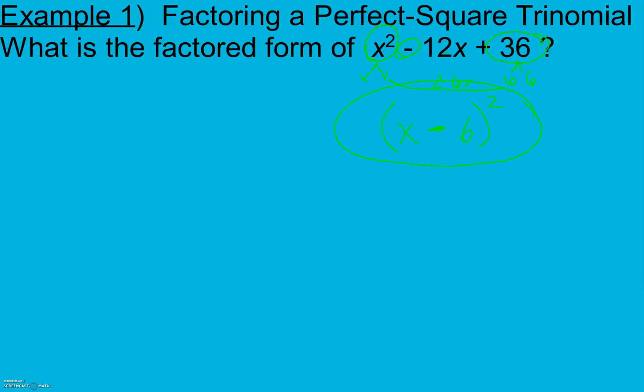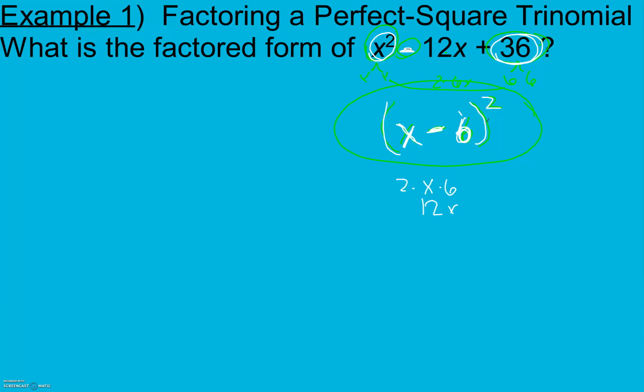Because we have a perfect square trinomial, x times x is how I get to x squared. 6 times 6 is how I get to 36. If I multiply them together and double it, I get 12x, and it's negative because our middle term is negative. So we write that as our binomial squared.